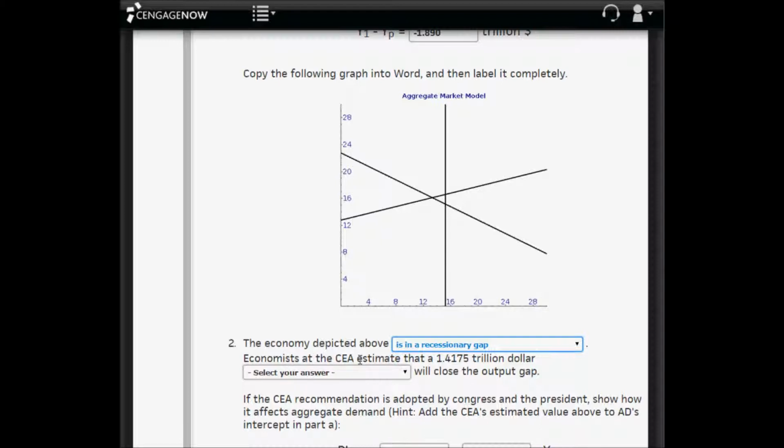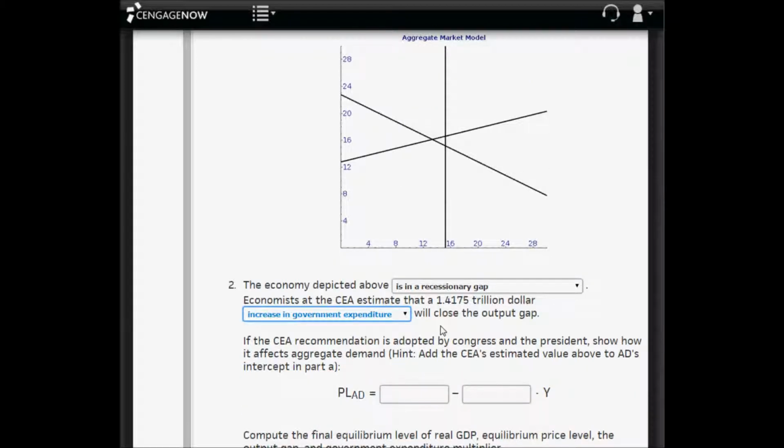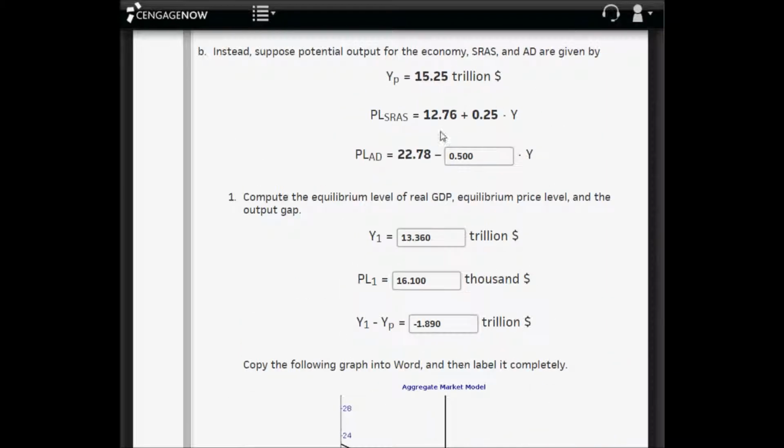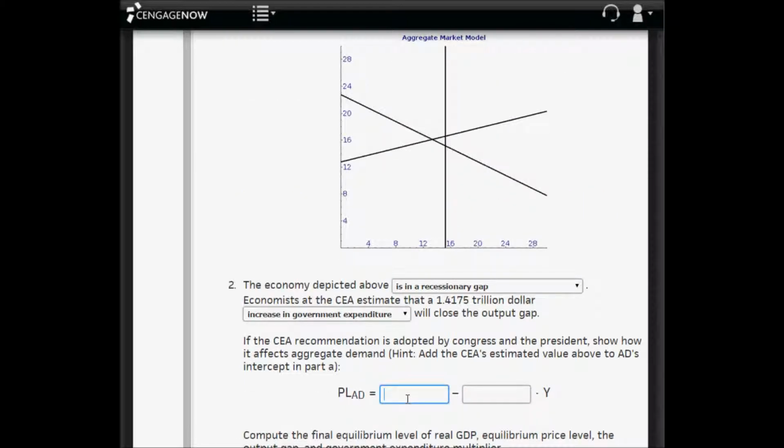Economists at the Council of Economic Advisors estimate that a $1.4175 trillion increase in government expenditure will close the gap. So we have to recalculate the intercept. According to the hint, you take the original intercept of aggregate demand, 22.78, and you add to it what the increase in government spending has to be to close the gap.